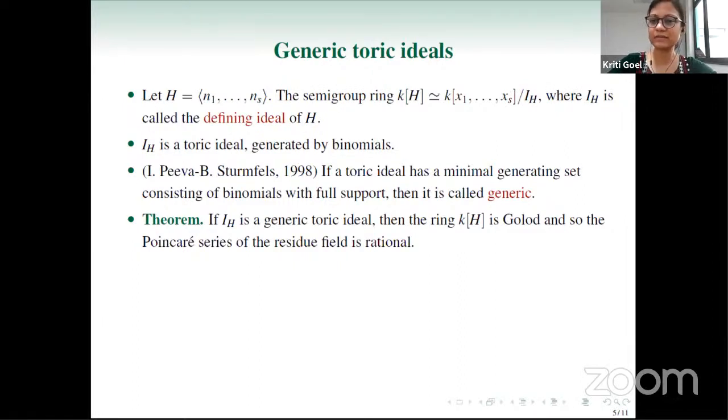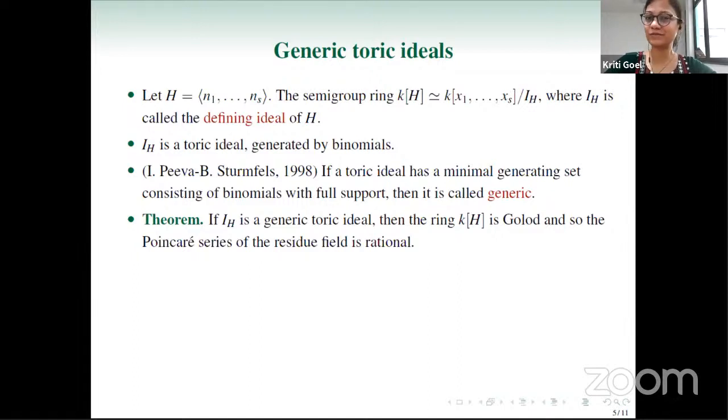If a toric ideal has a minimal generating set which consists of binomials with full support, that's how they defined it to be called a generic toric ideal. We just need one minimal generating set which consists of binomials having full support.